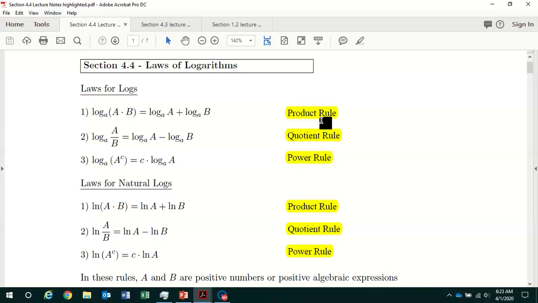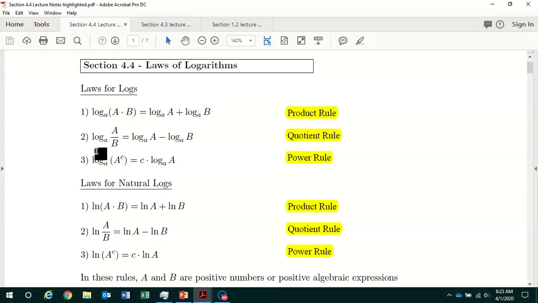The first rule is called the product rule. And it says the log in base A of the product of 2 numbers, A and B. Now, both A and B have to be positive numbers. So the log of that product in base A is equal to the log of the first number in base A plus the log of the second number in base A.